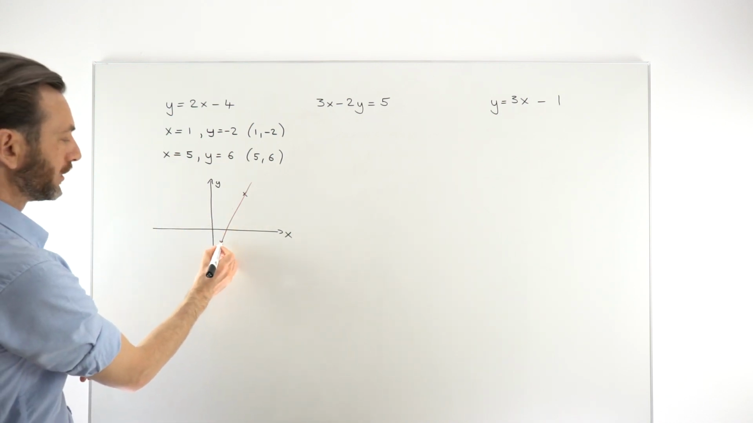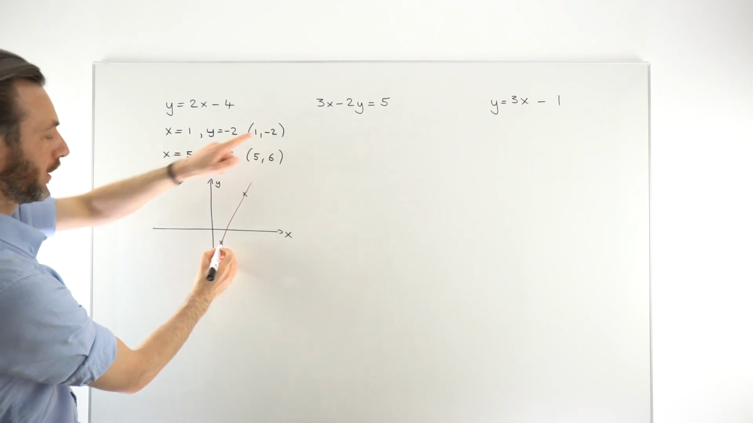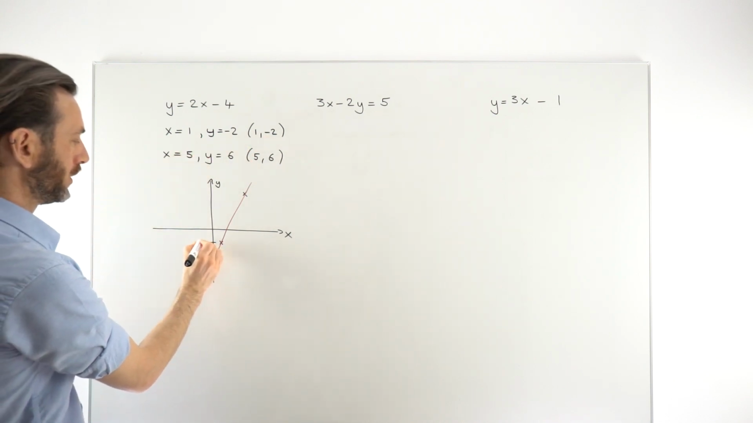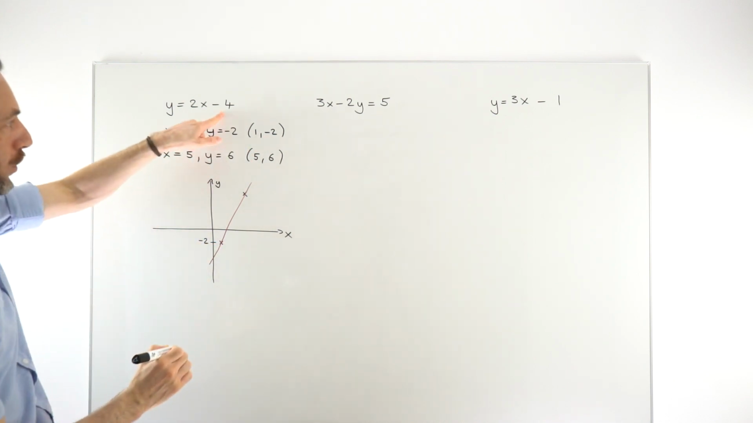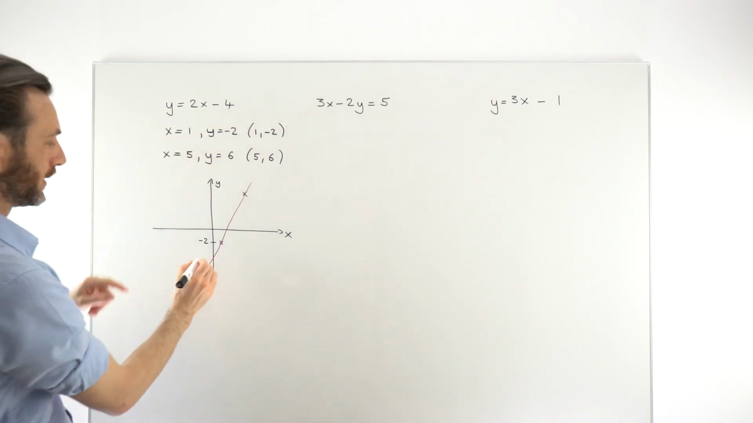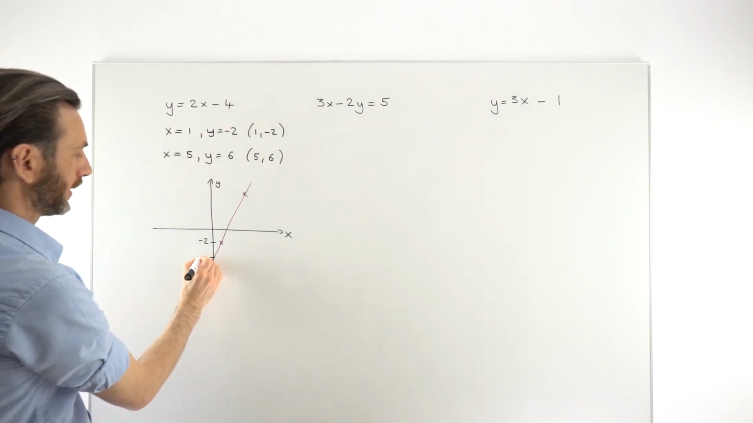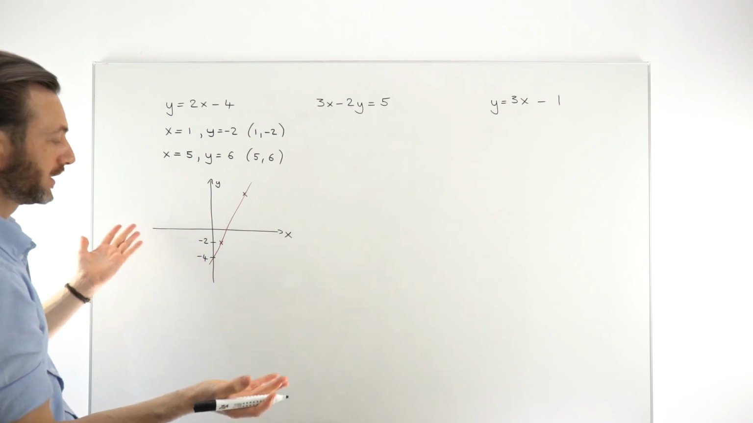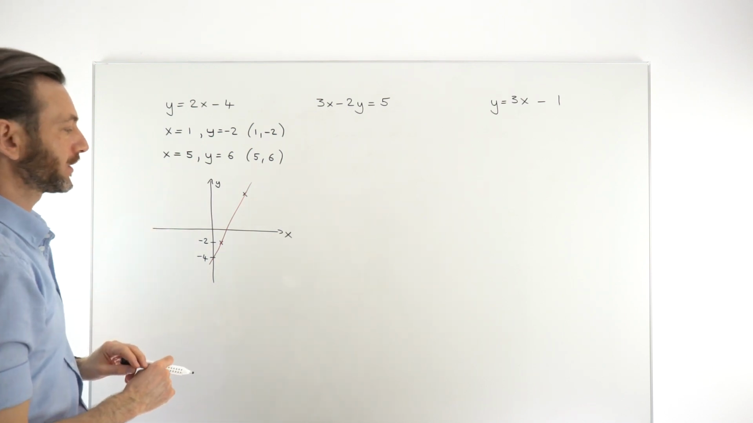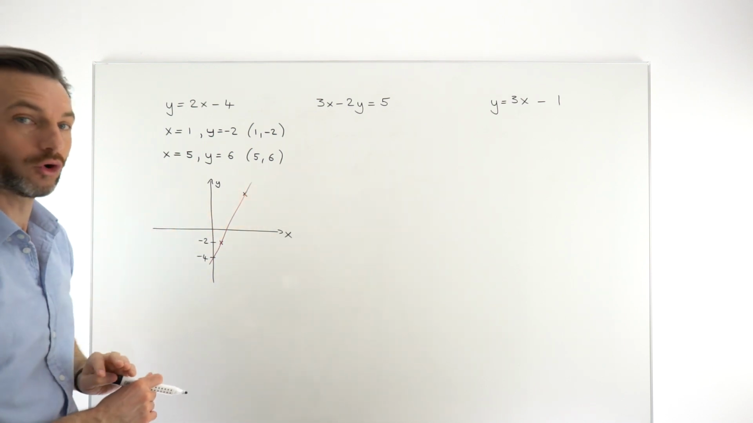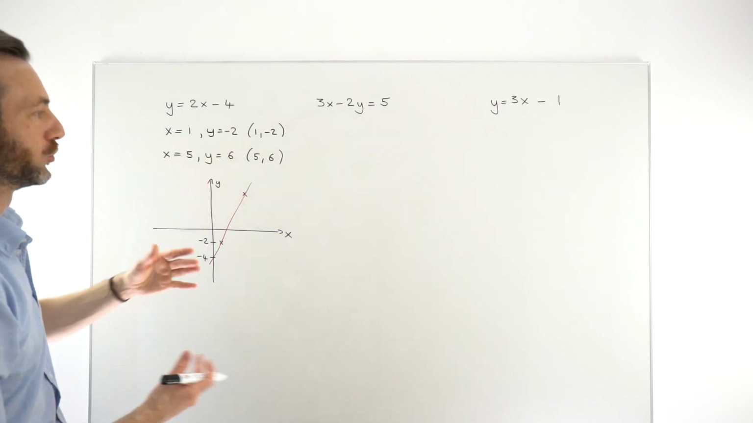Also, this point here, which was this guy, has got a y value of negative 2. The y value for the intercept is negative 4. So does that look like it could be minus 4 if that's minus 2? It does. It's perfect. So that's how we could fairly quickly draw a sketch there by plotting the 2 points.